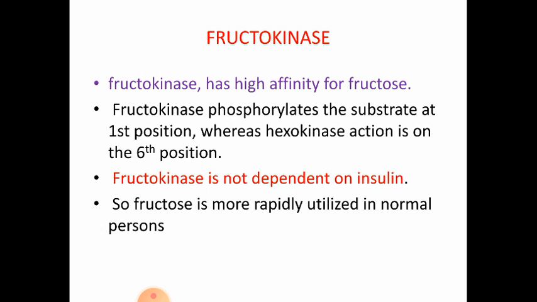Next, let us see about the fructokinase enzyme. Fructokinase has a high affinity for fructose. Fructokinase phosphorylates the substrate at the first position, whereas hexokinase acts on the 6th position. Fructokinase is not dependent on insulin or hormones. So, fructose is rapidly utilized by normal cells because fructokinase is independent of insulin.